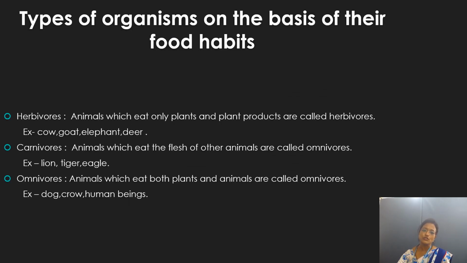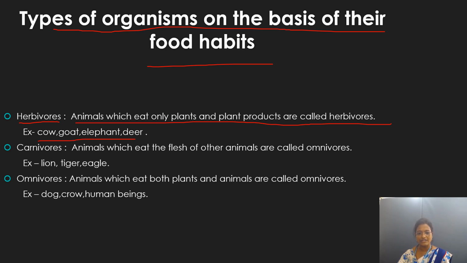Now once again we will revise types of organisms on the basis of their food habits. Herbivorous: animals which eat only plants and plant products. The examples are cow, goat, elephant, deer, and so on. Carnivorous: animals which eat the flesh of other animals. The examples are lion, tiger, eagle, and so on.